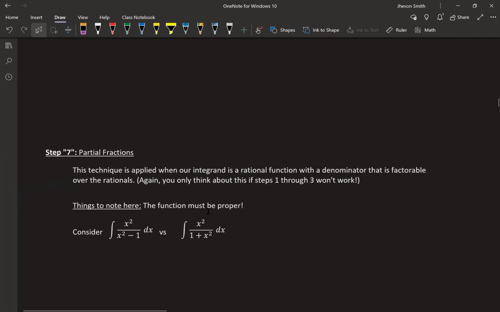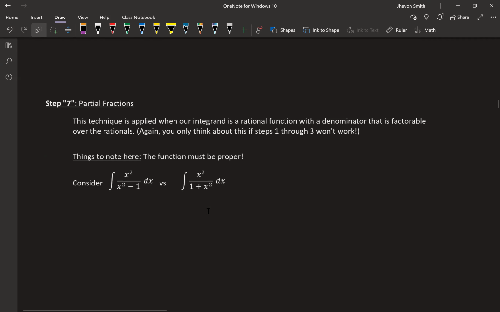Okay, so the next one is partial fractions. This is the one that we started last class and we finished up on this class. This guy is applied when your integrand is a rational function, and it's very important that you realize that it is rational. Rational means, remember, ratio of polynomials. That's what a rational function is. So you have one polynomial divided by another polynomial. And of course, it's very important that you realize that the denominator is factorable.